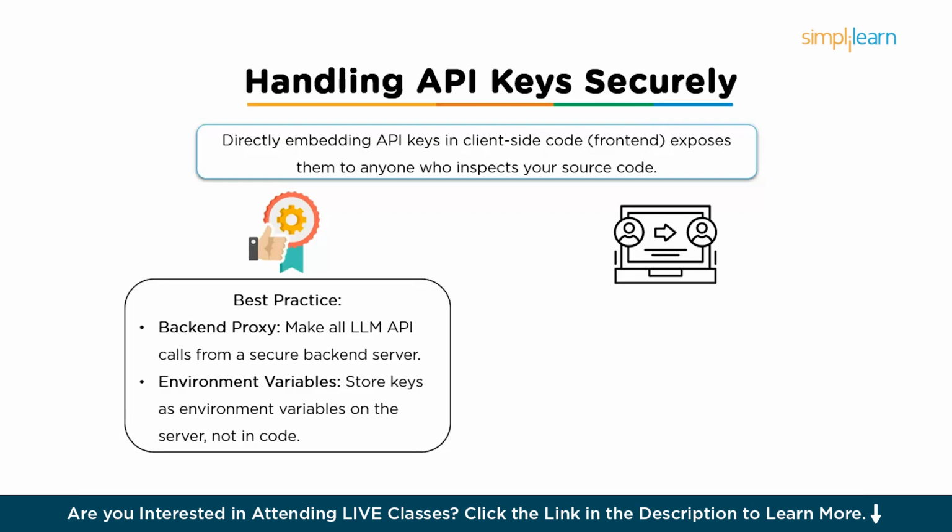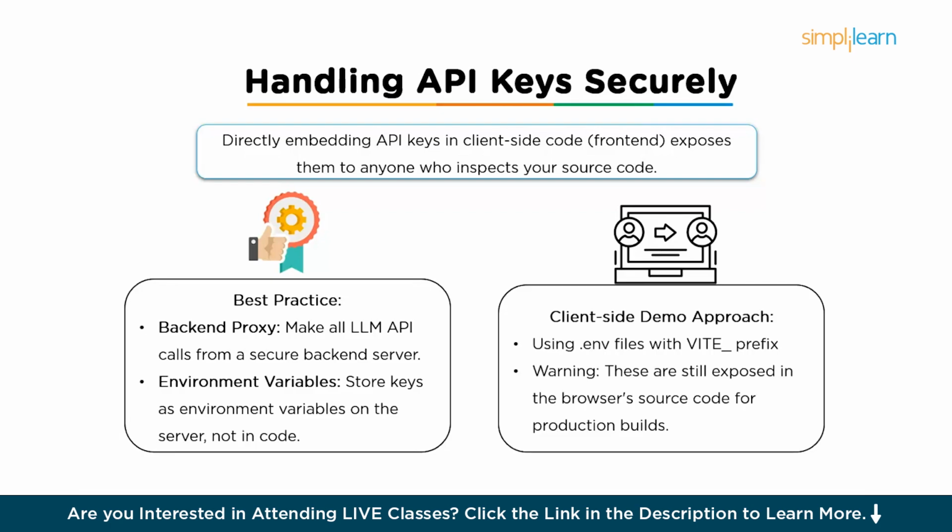Within the backend server, you should store keys as environment variables, not hard-coded directly into the source code. This practice, often seen as configuration over code, keeps sensitive information out of your version control system and makes it easier to manage different keys for different environments. Now, sometimes for quick demos or very simple non-production examples, you might encounter a client-side demo approach.